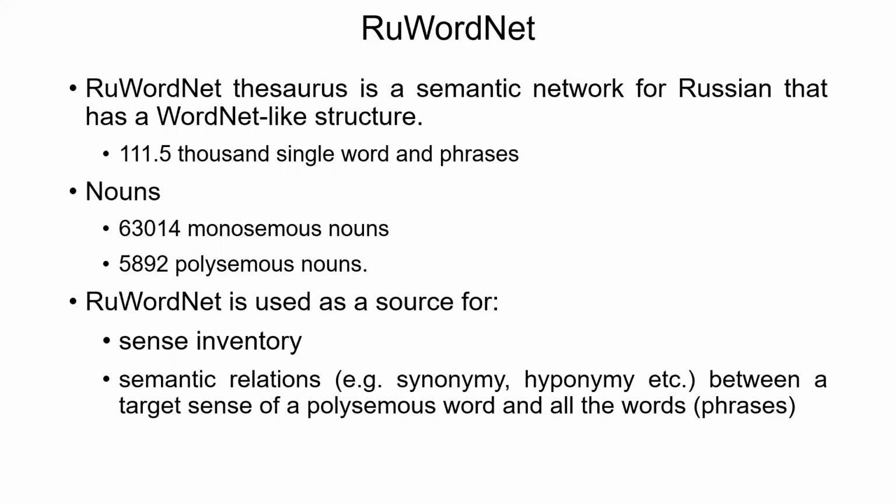In our research, as an underlying semantic network, we exploit the Russian thesaurus RuWordNet. It is a semantic network for Russian that has a WordNet-like structure. There are 63,014 monosemous and 5,892 polysemous nouns in RuWordNet. This resource was used to extract various semantic relations between a target sense of a polysemous word and all the words connected to it. The graph was also used to measure the distance between the target word and its relatives. The sense inventory was taken from this resource.